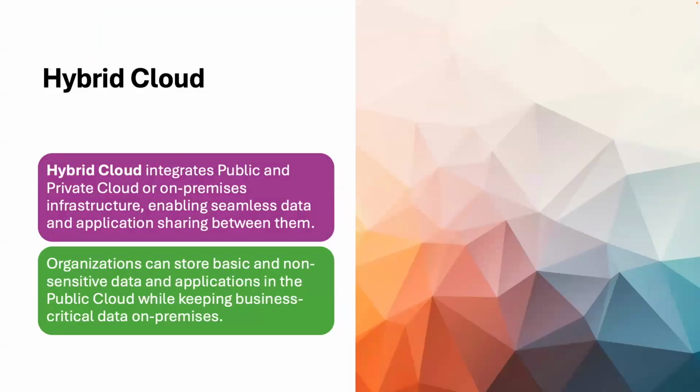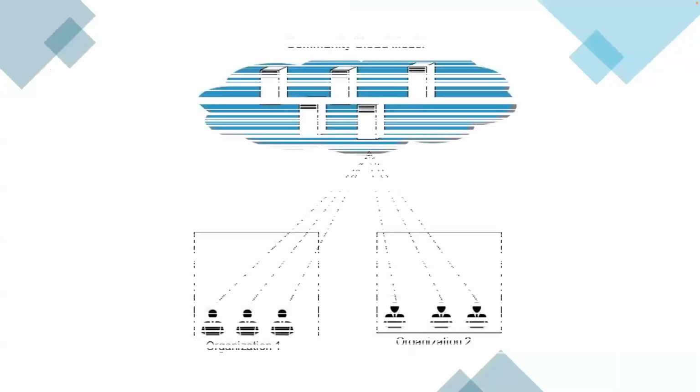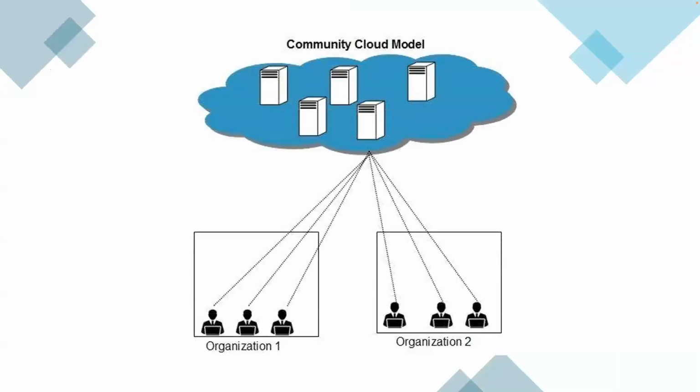So public, private, and hybrid. You might have already heard about it. There is one more called community cloud. Community cloud, this may be new to you, this concept. Community cloud is again a private cloud. It's a private cloud, but we already know what is a private cloud. One organization, they build the data center and they use it only in that organization.